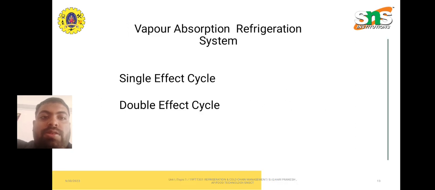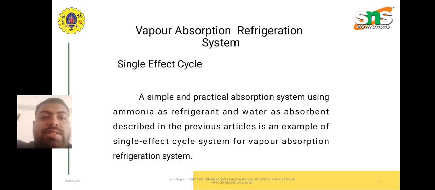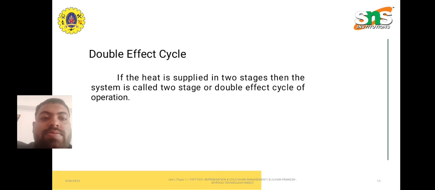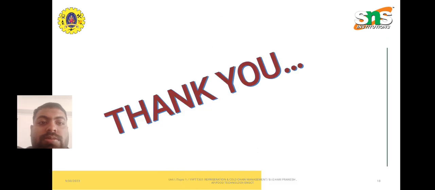There are two types of vapor absorption: one is the single effect cycle and the other is the double effect cycle. The single effect cycle is a simple and practical absorption system using ammonia as refrigerant and water as absorbent, described in the previous articles. As for double effect, if the heat is supplied in two stages, then the system is called a two-stage or double effect cycle of evaporation. Cycle of operation. Thank you.